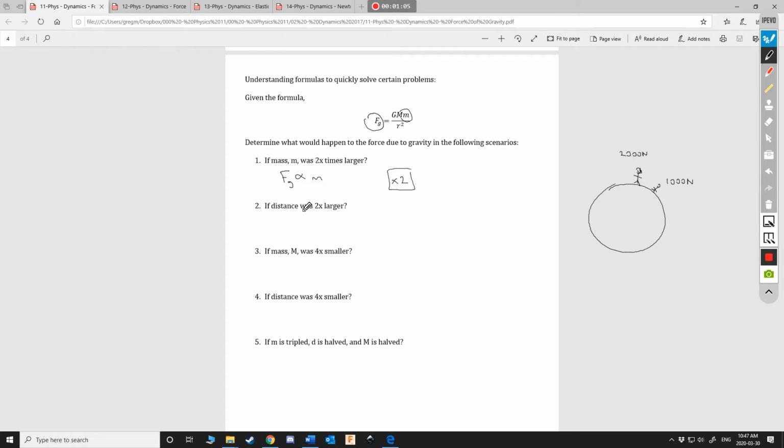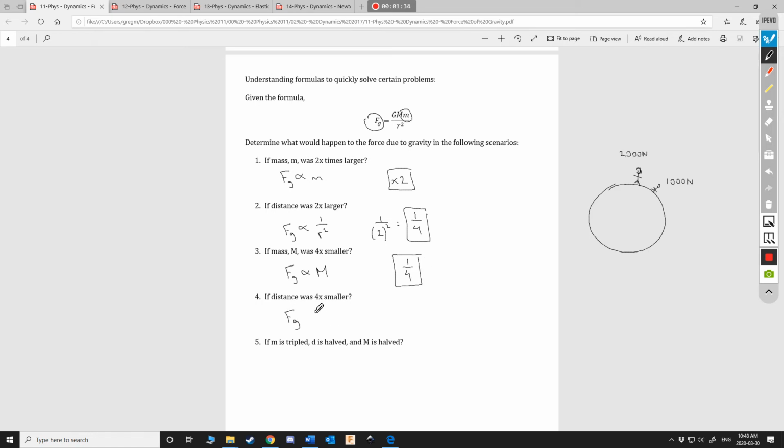If our distance is 2 times larger, this time we're only going to look at how F and r are related to each other. So 1 over r squared. If I replace that r with a 2, because it's 2 squared, we get 1 over 4. So it's going to be 4 times smaller. The force would also be 4 times smaller.